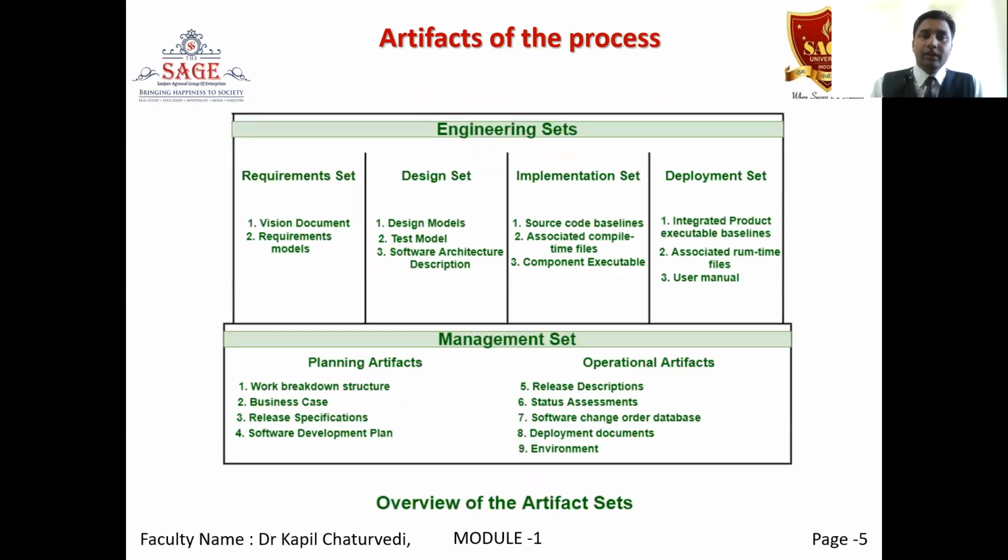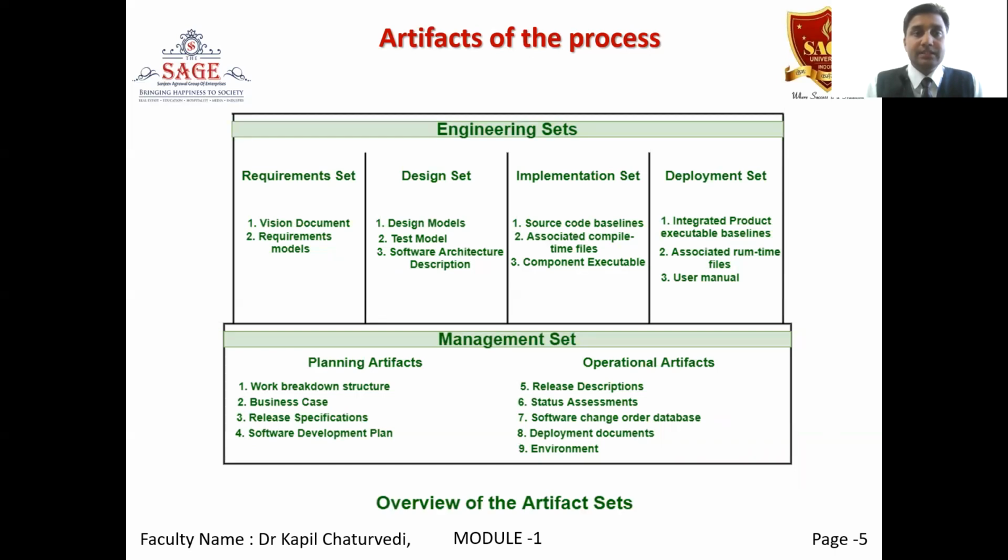Now, officially, artifacts of the process work in two phases, two steps, two categories: engineering sets and management sets. Engineering sets means we are working on the actual construction. We are talking about actual implementation, like designing, coding, and deployment of our project to the client side. And in the management case, we are discussing all the activities related to the management of that project implementation as well as the deployment.